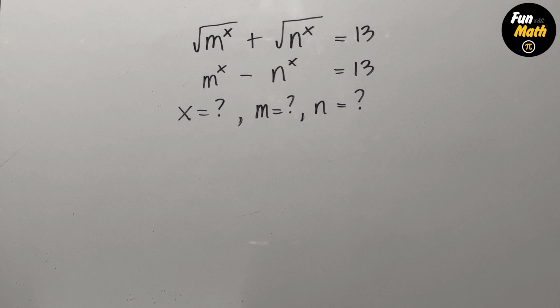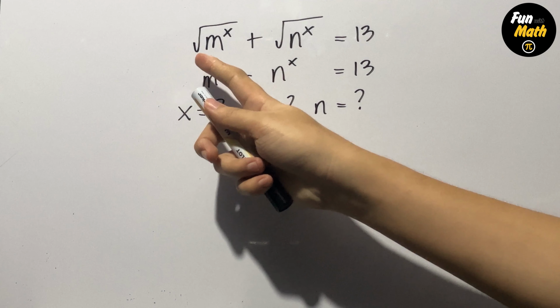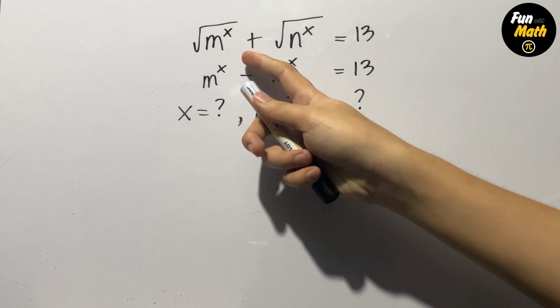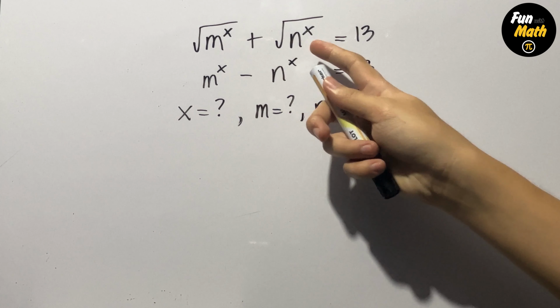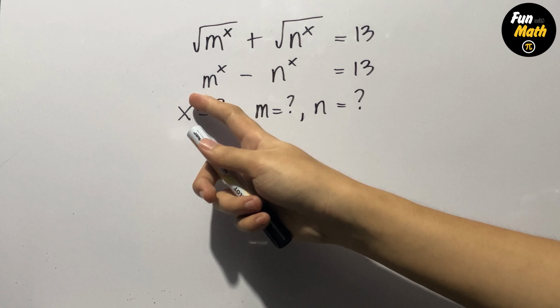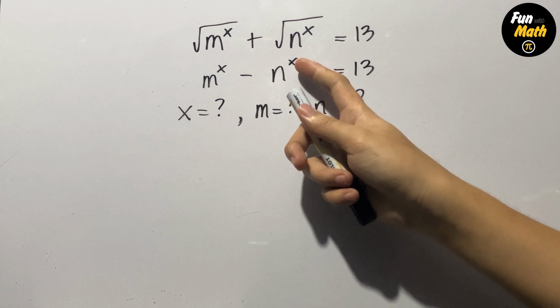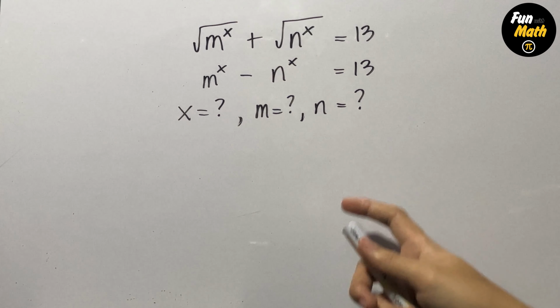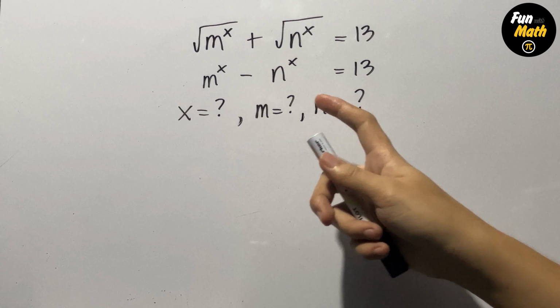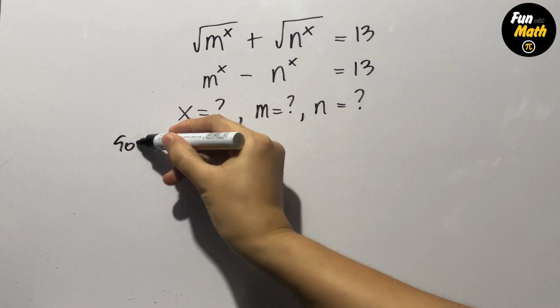In this video, we are going to solve another problem: square root of m to the power of x plus square root of n to the power of x is equal to 13, and m to the power of x minus n to the power of x is equal to 13. What is the value of x, m, and n? So here's the solution.